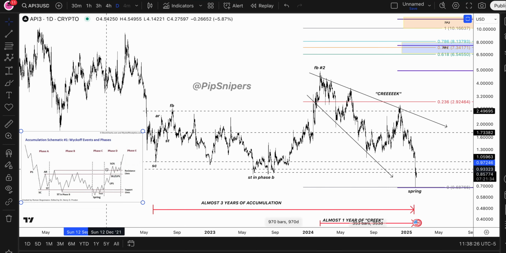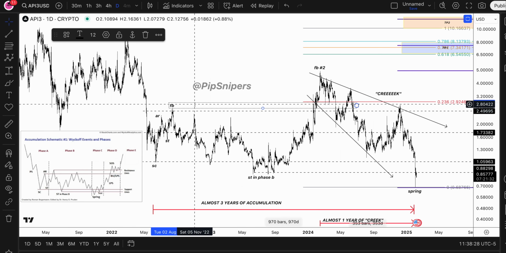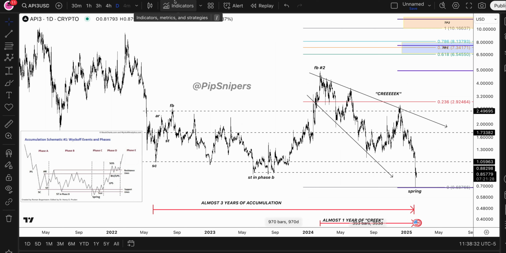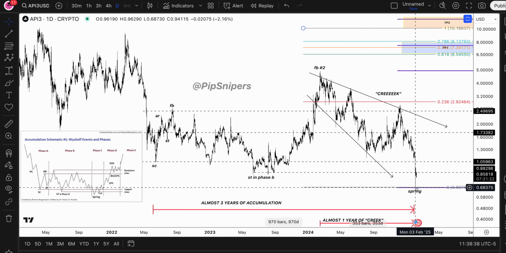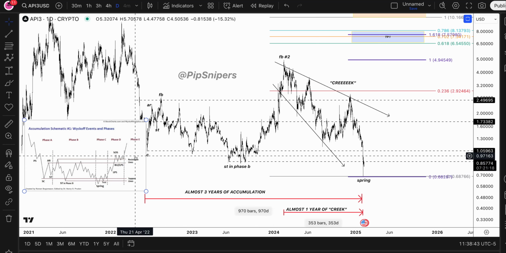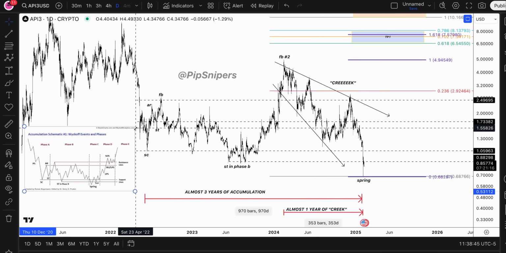And this looks like pure Wyckoff accumulation as long as it stays above 0.6876 on the daily time frame. So as long as we don't get a daily closure back down below this low, I think it should be good for what's called a jump across the creek. So I'll get into that a little bit more in depth.